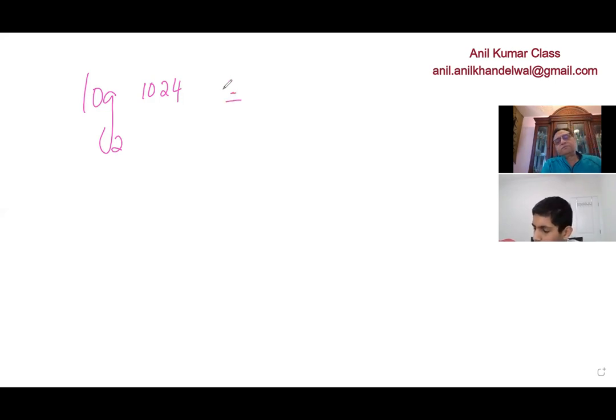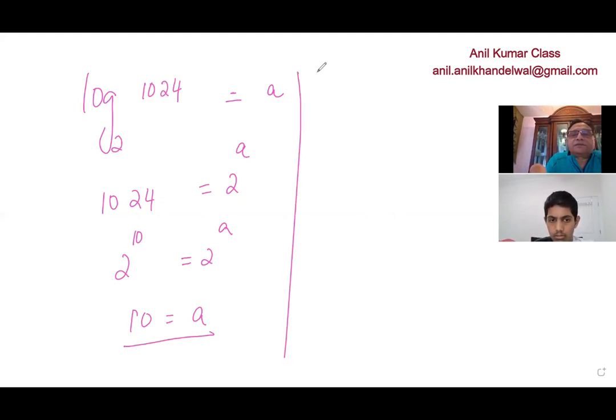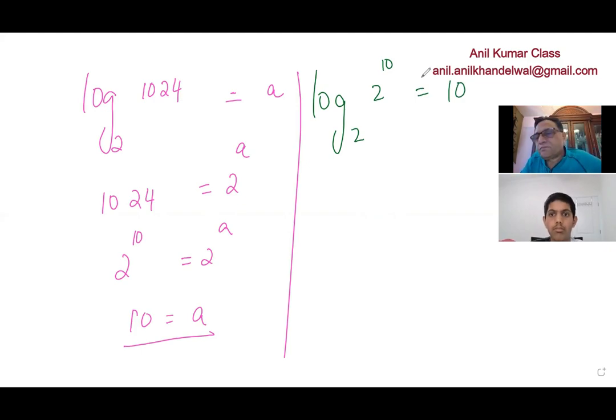Log to the base 2 of 1024. How much is this equal to? Let's say we don't know. Let's say a. So this is 2 to the power of a. On this side, we know 2 to the power of 10 is 1024. Now, when you're doing logarithms or exponential functions, you should know powers of 2, 3, and some numbers. You understand? It is always good because it is very handy.